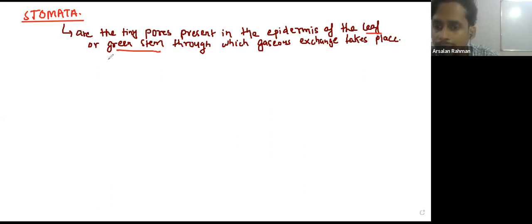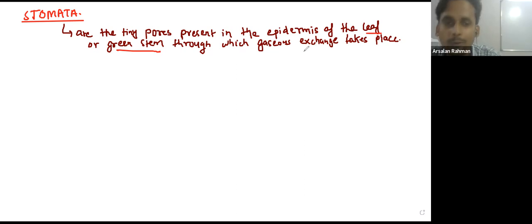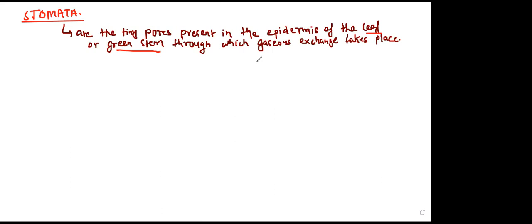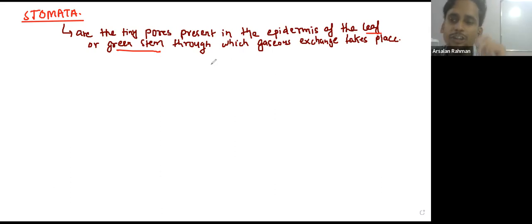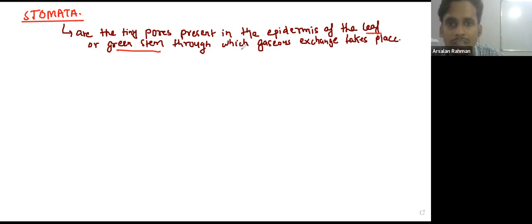Can any one of you tell me, Sara or Hamna, what is the other function of stomata? The first function is gaseous exchange, that is, CO2 will enter inside the plant. What is the second function? Transpiration. Have you heard about this term transpiration? So the second function of stomata is transpiration. Stomata are the tiny pores present in the leaf or green stem through which gaseous exchange takes place and also transpiration occurs.